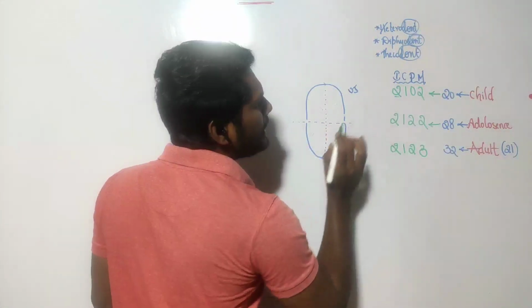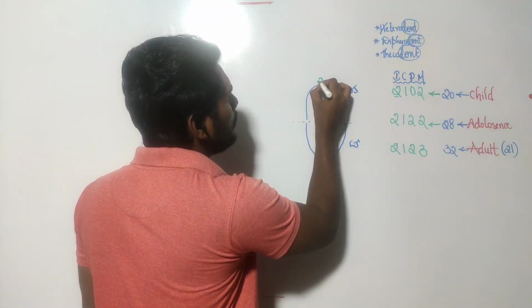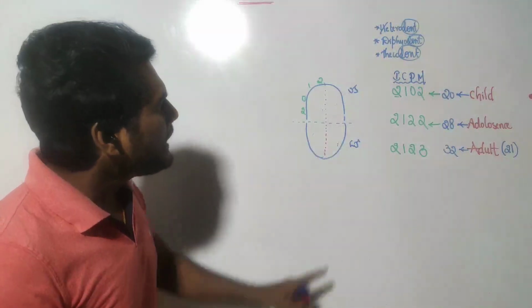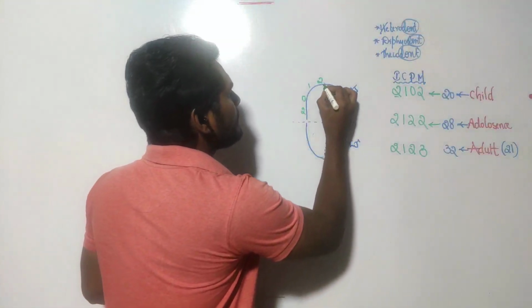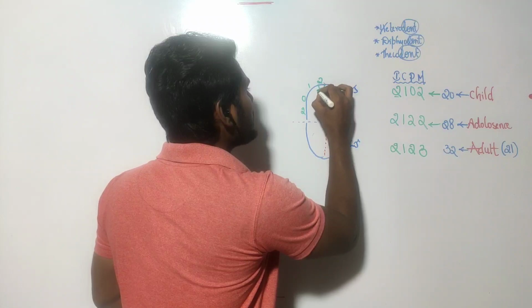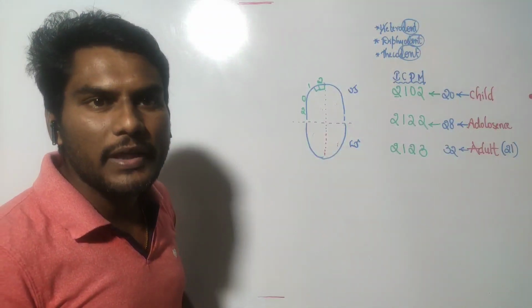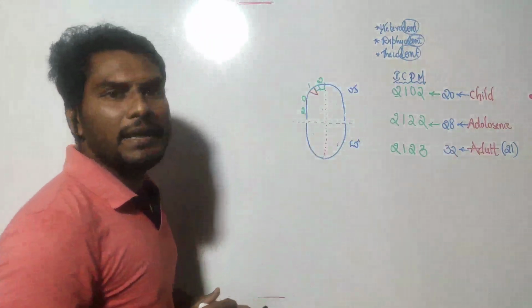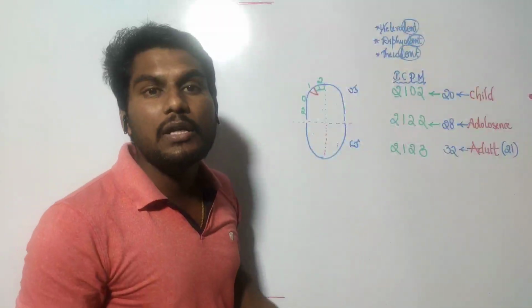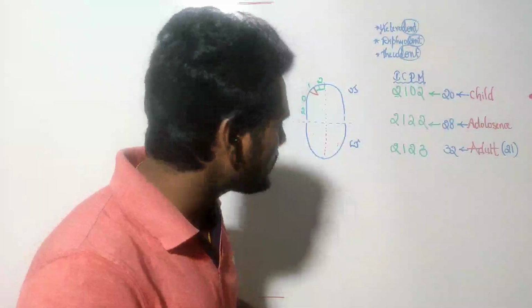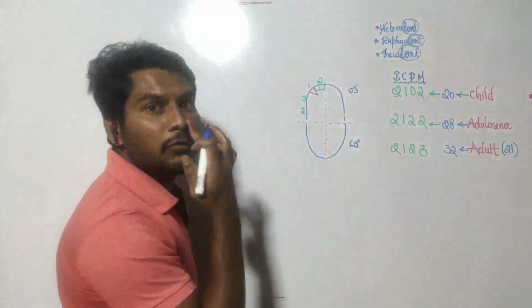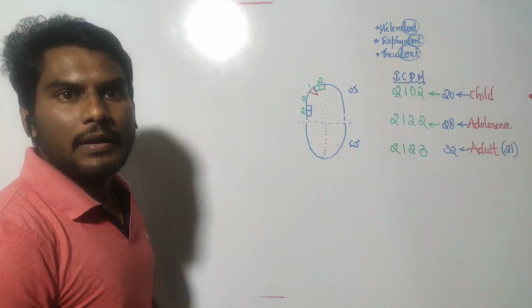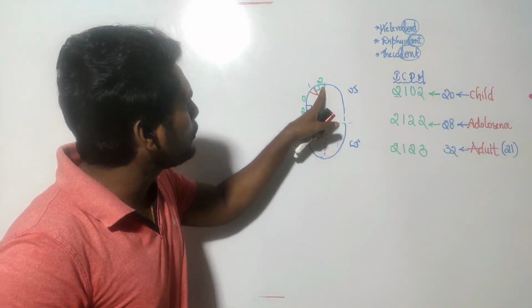What is the dental formula for child? 2102. This is the dental formula. This 2 indicates what? Incisors. These are incisor type of teeth. And the next one, this 1 indicates what type of teeth? Yes, it is the canine teeth. And the 0 indicates what? Premolars. In child, premolars are absent. There are no teeth. And after that, M indicates what? Molar. How many molar teeth? 2 molar teeth are present. So this is the formula that we read.